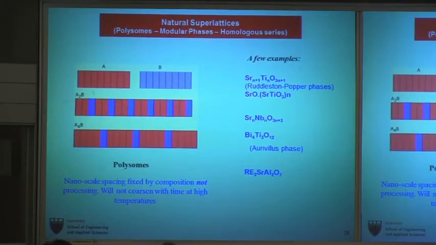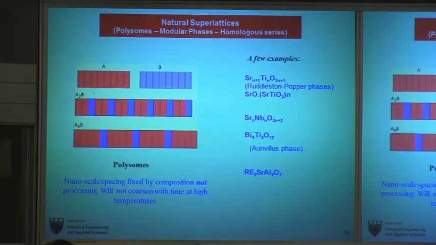What I want to present here is an argument for a particular class of compositions. I'm calling them natural superlattices. In the mineralogical literature, they're called polysomes, modular phases, or homologous series. Different names, the same thing. So let me give you an example. Imagine that you have two different crystal structures, A and B, different compositions.